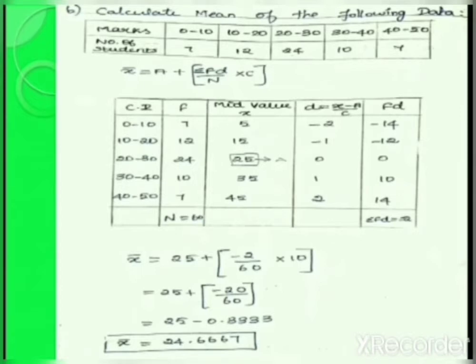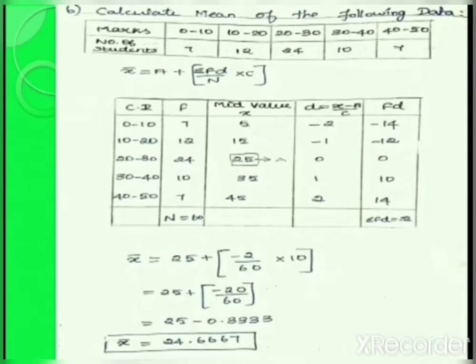So C is class limit. Here we have common difference in all the class intervals, which is 10. Because 0 to 10, the in between common difference is 10, and 10 to 20, the common difference is also 10. Similarly, for all the class intervals, our common difference is 10. So C is equal to class limit, which is equal to the common difference of all the class intervals, which is equal to 10. So D is equal to X minus A divided by C.